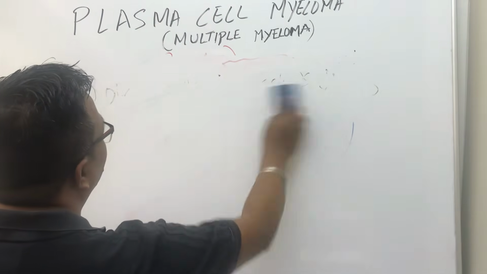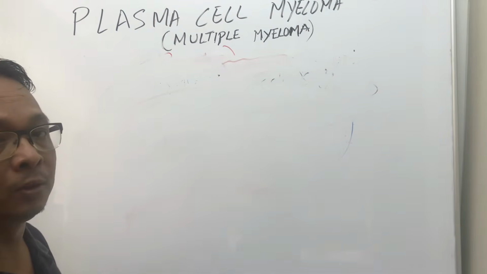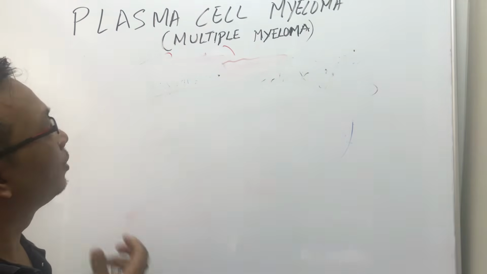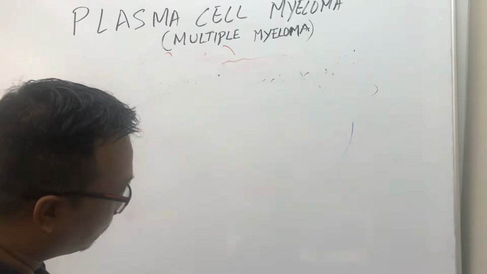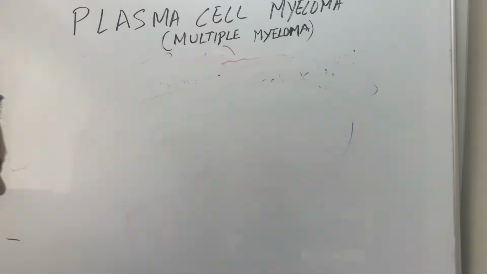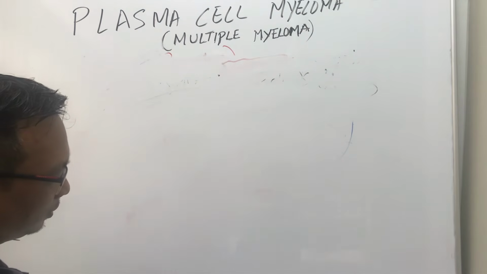Another thing, not so commonly affected: the movement of the mouth, movement of the jaws, is also very much affected in multiple myeloma or plasma cell myeloma. So what are the things now that you need to know?